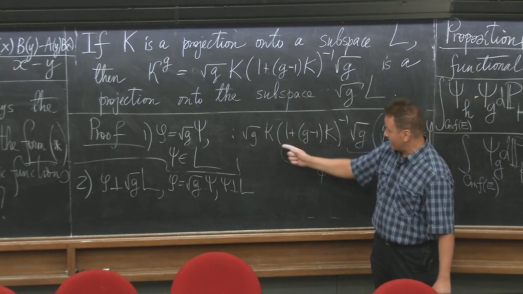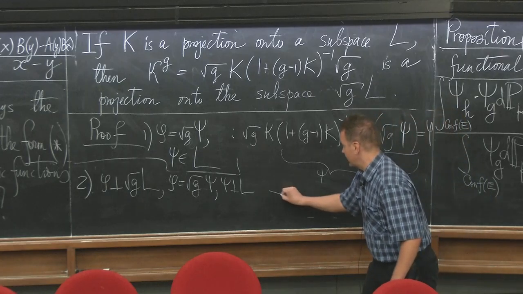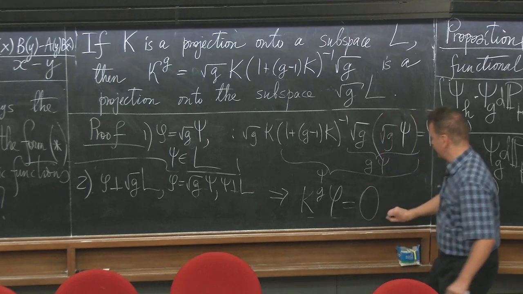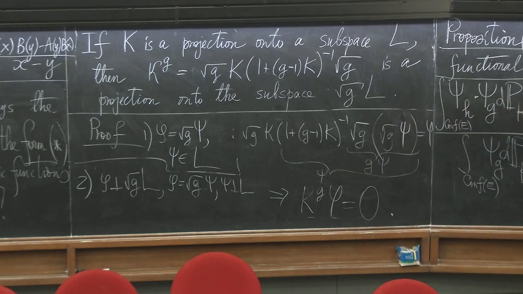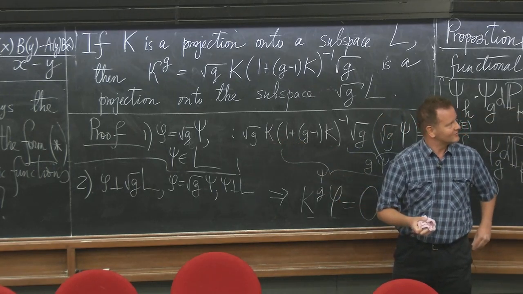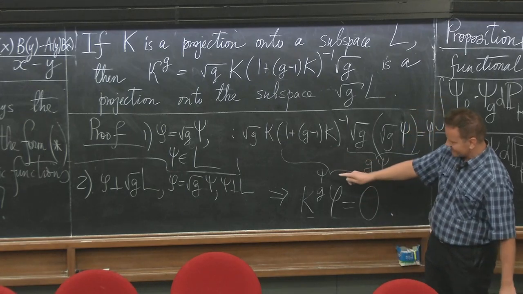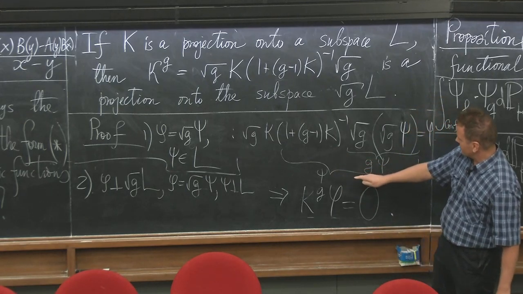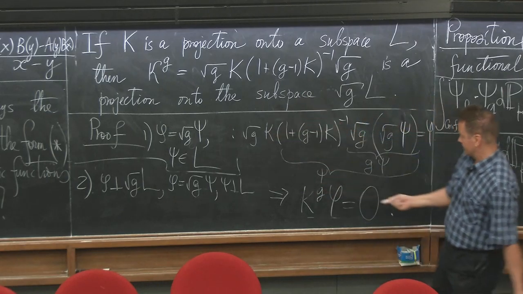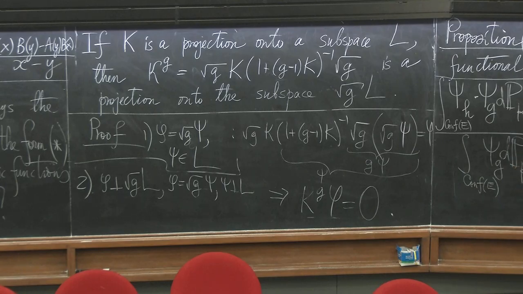So now psi is orthogonal, so this part is the same. Psi is orthogonal to k, so it gives zero. So kg phi is equal to zero. Psi is orthogonal to L precisely, so k psi is equal to zero. Okay, so kg phi is equal to zero. And this is proved completely.